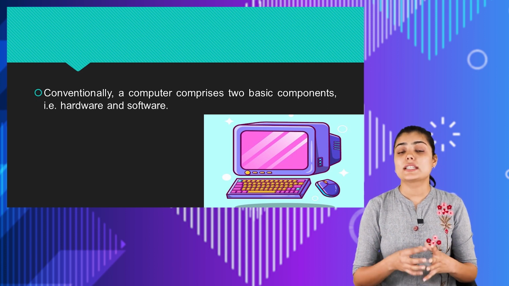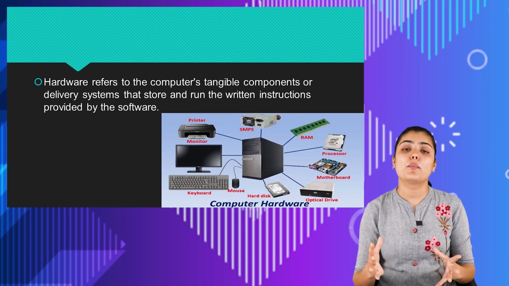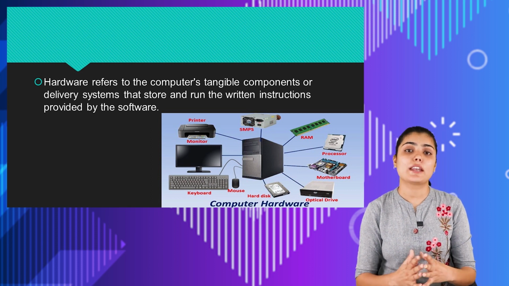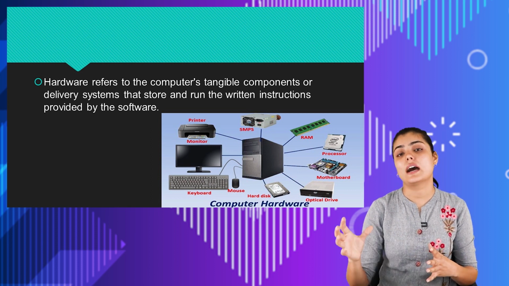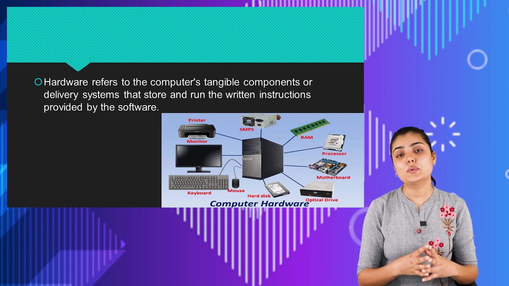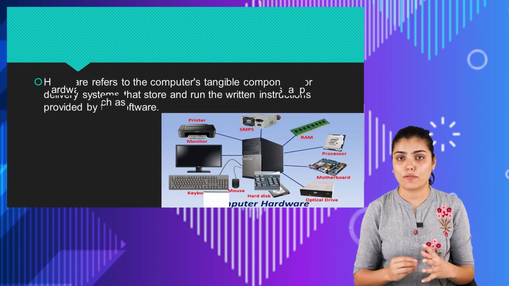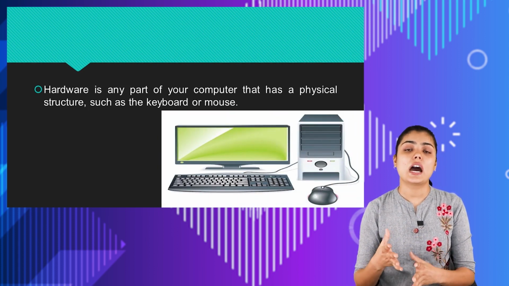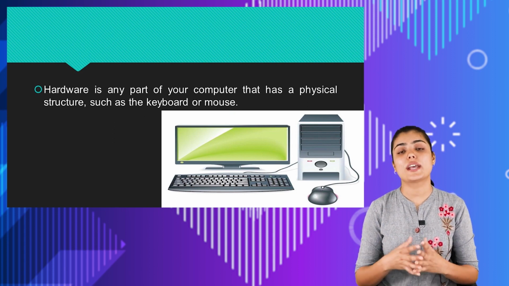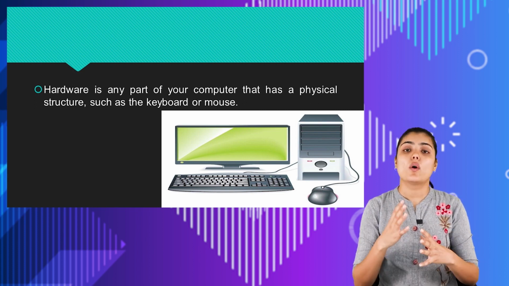Now, as the term suggests, the hardware component of a computer refers to the tangible components of the particular computer. So, all the tangible components which can be touched by the user are the hardware components of a computer. Now, the hardware component of a computer runs or follows the instructions that are provided by the software. So, here in the picture, you can see the hardware components of the computer. It includes the processor, RAM, motherboard. All of this shown in the picture is a hardware component of a computer, or a monitor.